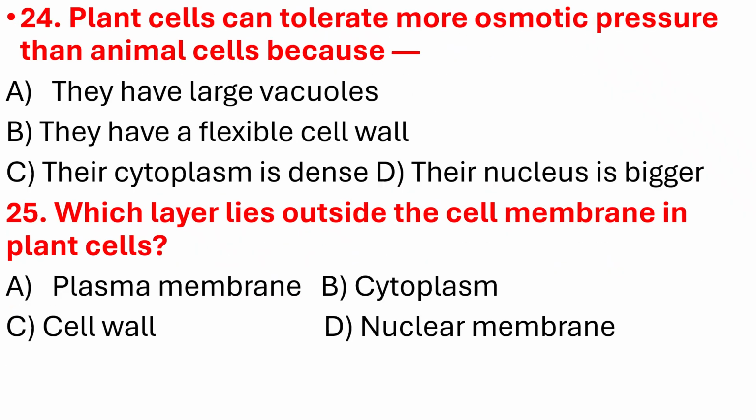Plant cells can tolerate more osmotic pressure than animal cells because they have large vacuoles, they have a flexible cell wall, their cytoplasm is dense, their nucleus is bigger. They have a flexible cell wall. Which layer lies outside the cell membrane in plant cells? Plasma membrane, cytoplasm, cell wall, nuclear membrane. Cell wall.